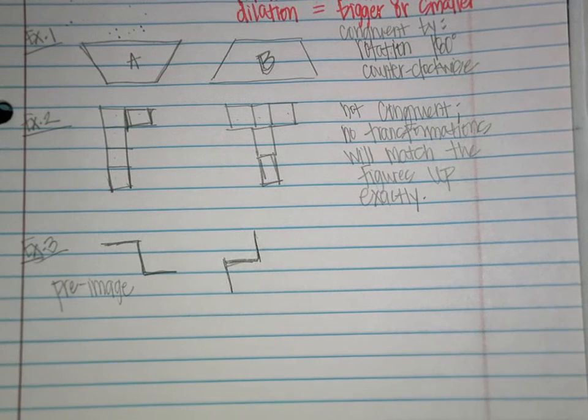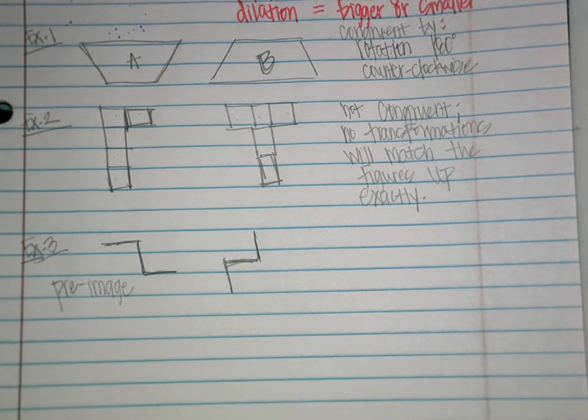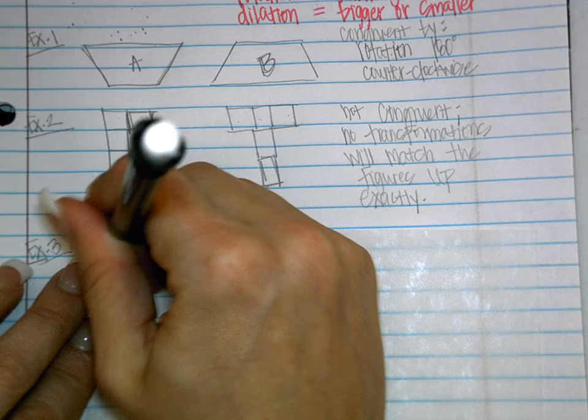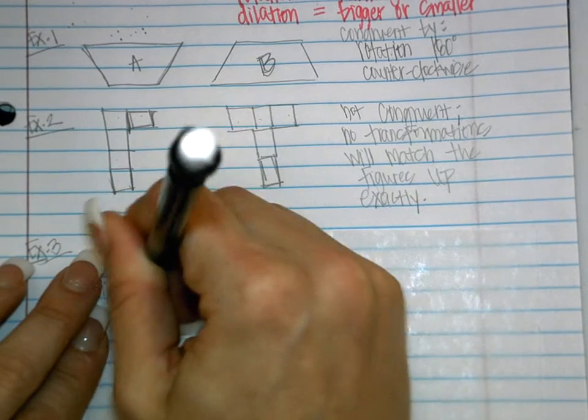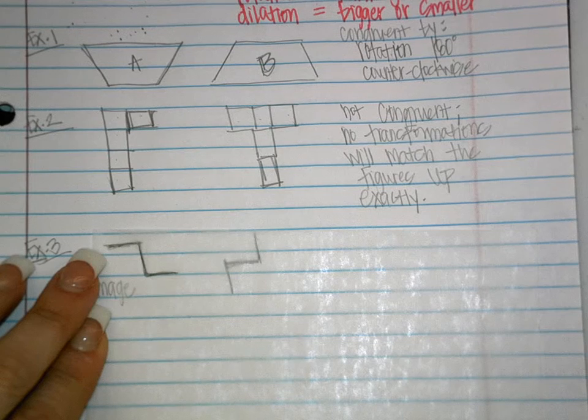Now you can use the patty paper if you want to, but you don't have to. But if it's going to help you, you can use it. So just draw it on here. Figure out what do I have to do over here to change it to be like that. So literally take this one.